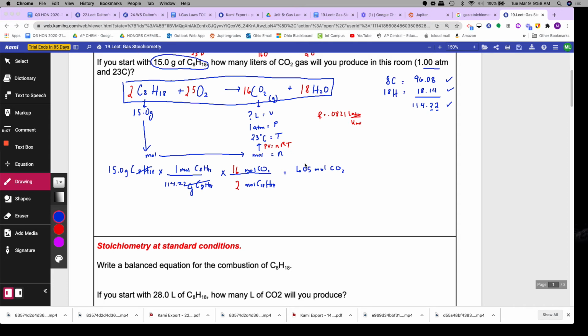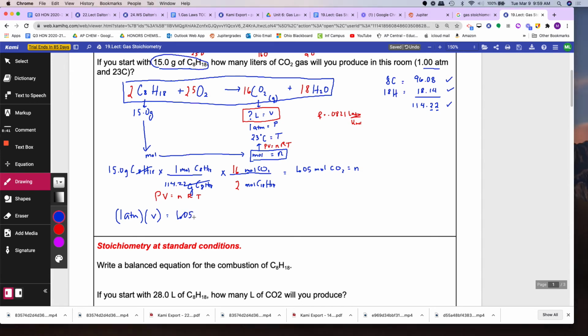Okay, now that I have moles, I really have n, which is what I'm looking for. So now I'm going to use PV equals nRT to find the desired variable, which is volume, and they want it in liters. So I'm going to write the pressure, which is 1 atm. That's P. V is missing. That'll be my variable. n is 1.05 moles. R is 0.0821 L·atm/(K·mol).